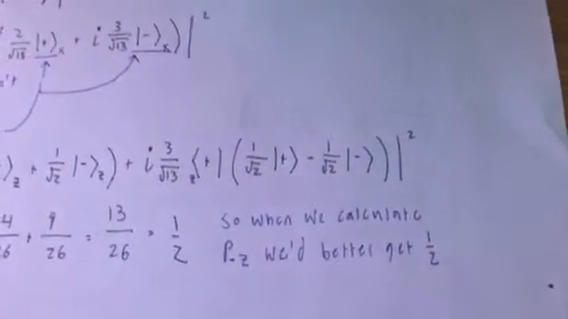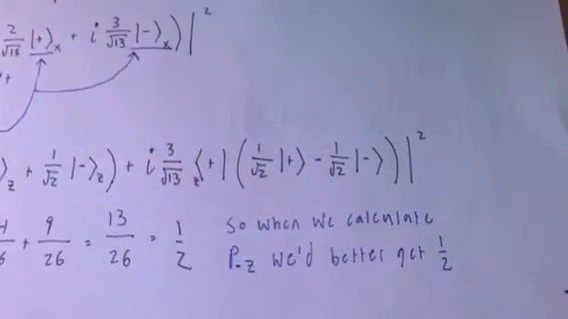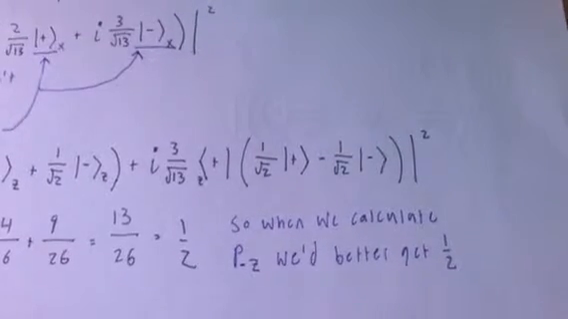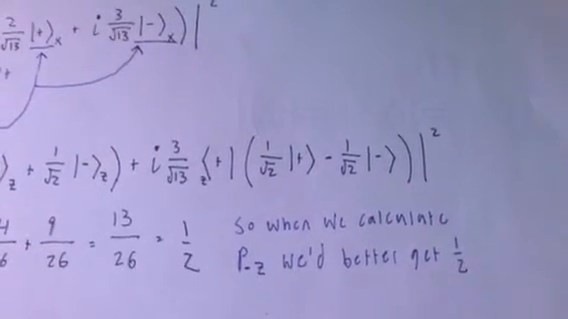So when we calculate the probability of the minus z state, we'd better get 1/2 as well, because we need both of these. It has to be either in the plus or minus state because there's only 2 of them, so they better add up to 1. So let's see if that is the case.